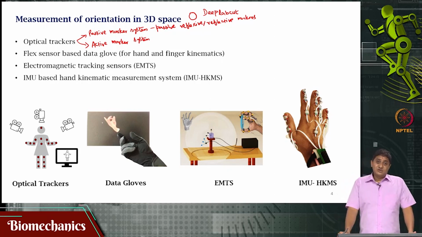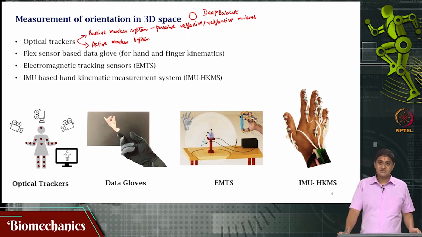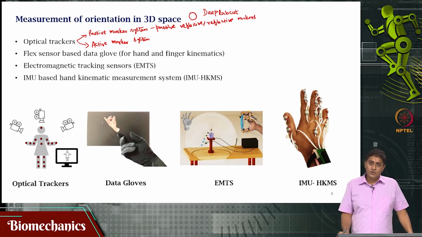Active marker systems are those in which the markers generate light at a given wavelength. In both these systems, the light may be regular visible light or IR light. So, active marker systems generate light at a given wavelength. Each of the markers has a specific signature wavelength.